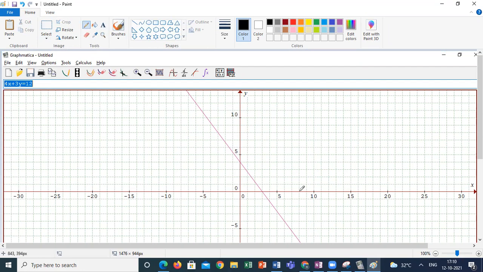So (8, 0) means somewhere here: 6, 7, 8. This is (8, 0). One more answer is (-2, 0). This is (-2, 0). That means if I draw a perpendicular and he's saying these two lengths are the same, it is possible, no? Am I right or wrong?